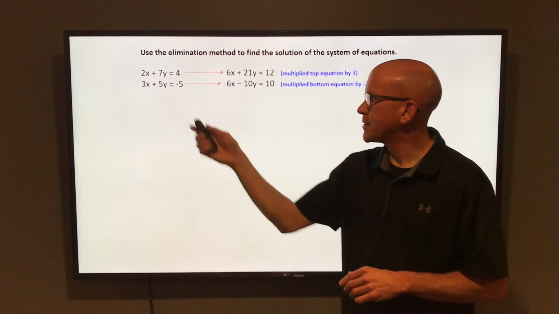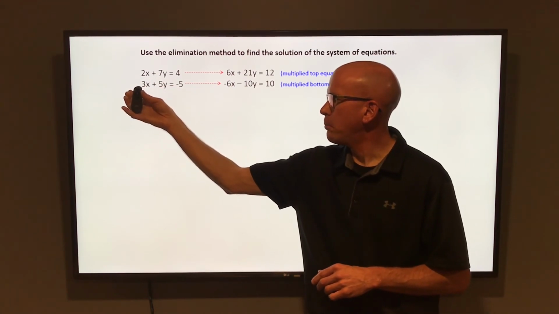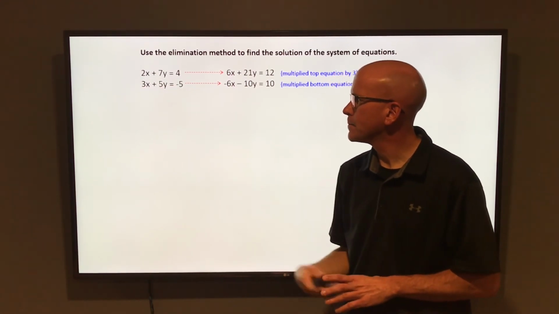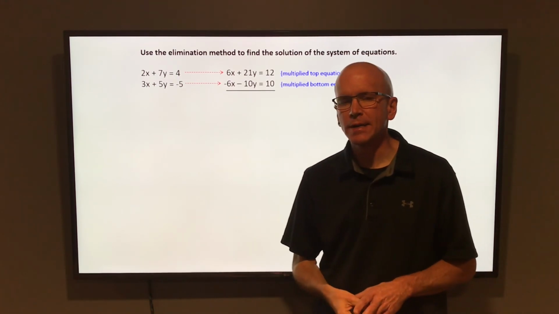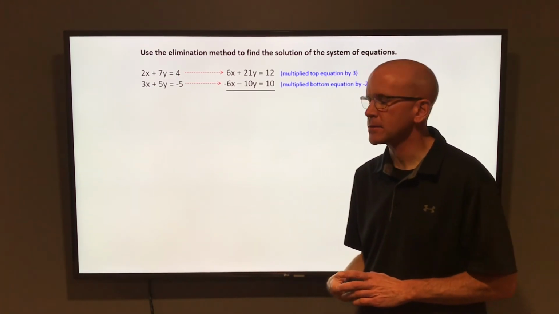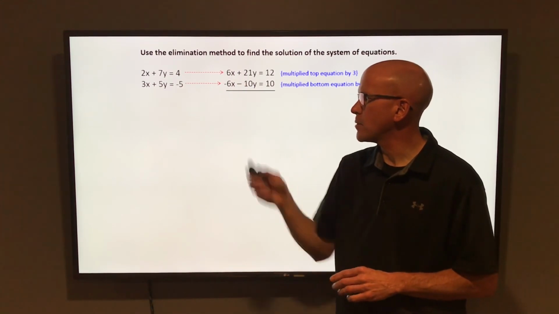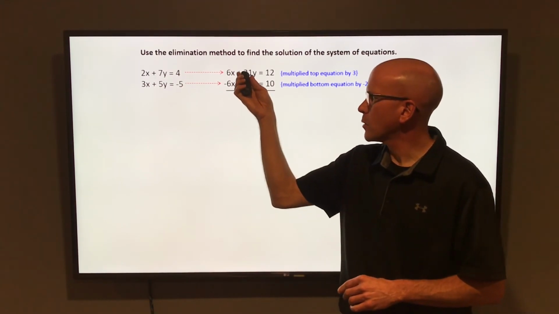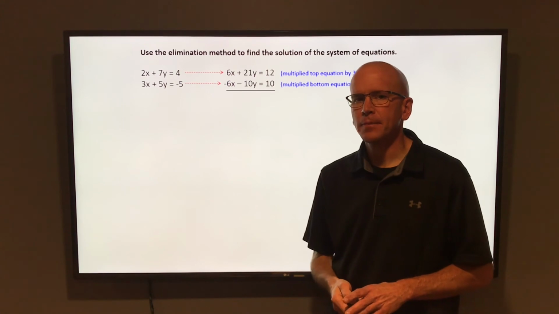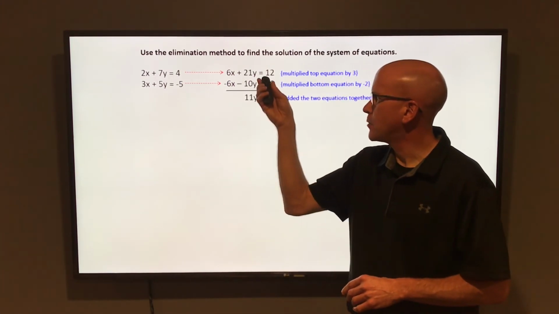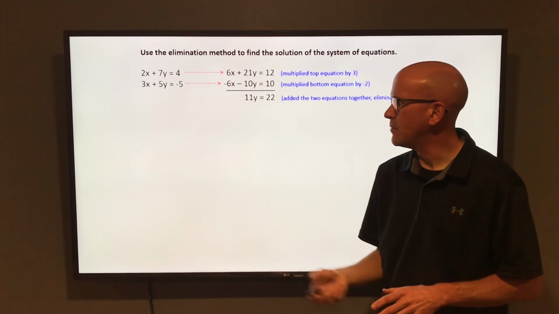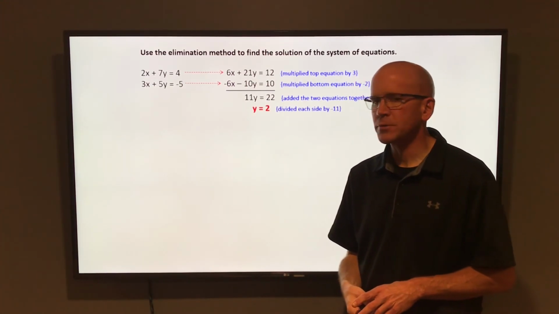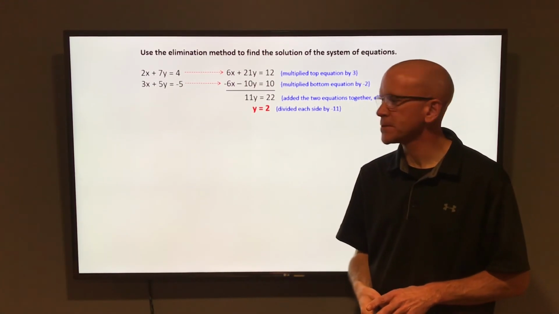So we multiplied the top by 3, the bottom by negative 2. Now we have a 6x and a negative 6x. Those two equations are ready to add and cancel out the x's. So if we do add these together, the x's will cancel. 21y plus a negative 10y, that's going to be 11y. And 12 and 10, if you add those, it's 22. So 11y equals 22. Divide each side by 11, y equals 2. So we know the value of one of the variables, y is 2.